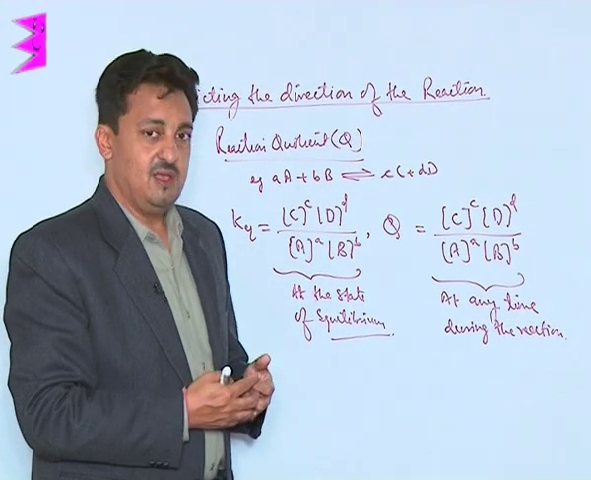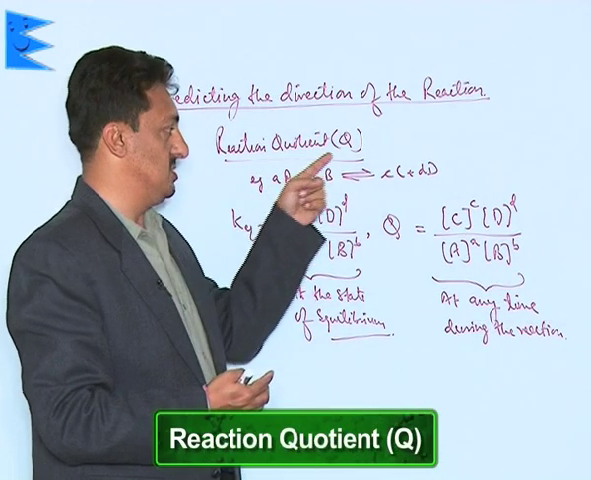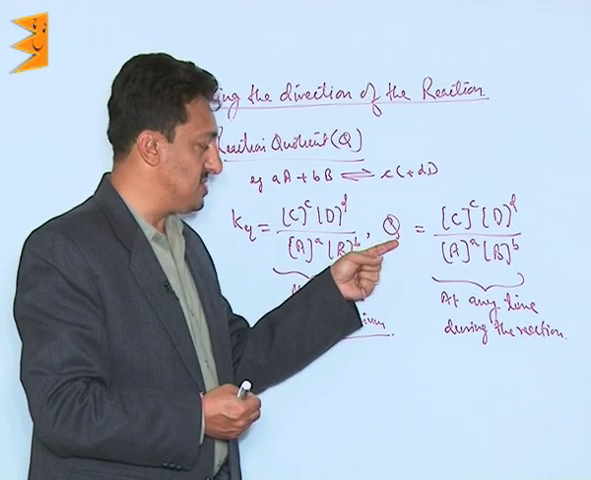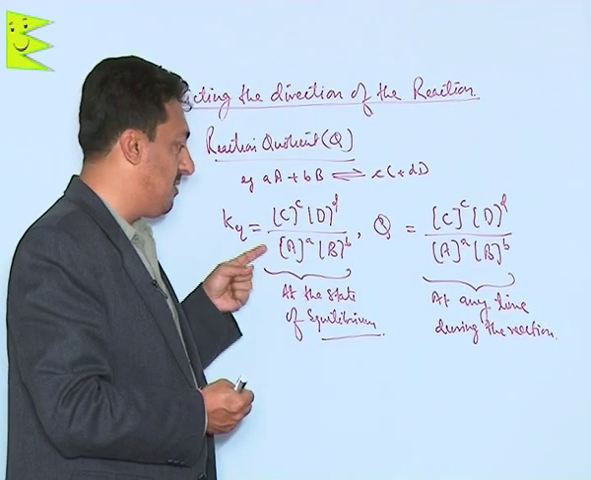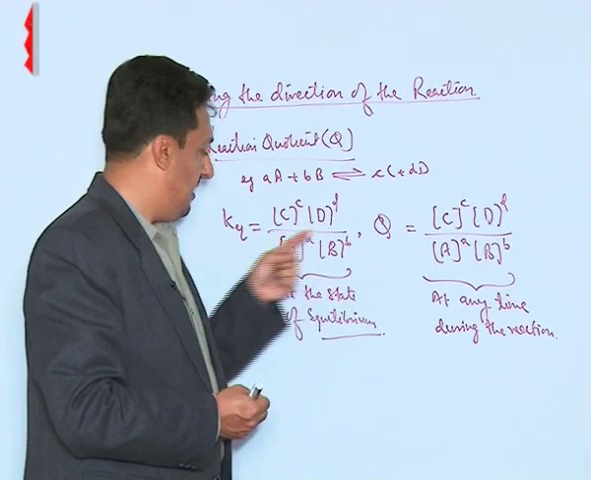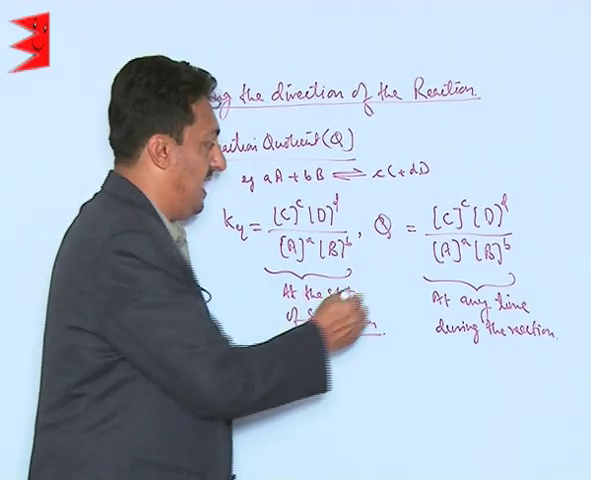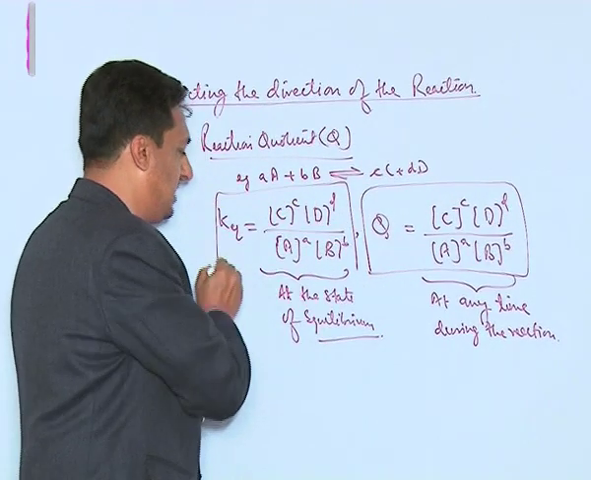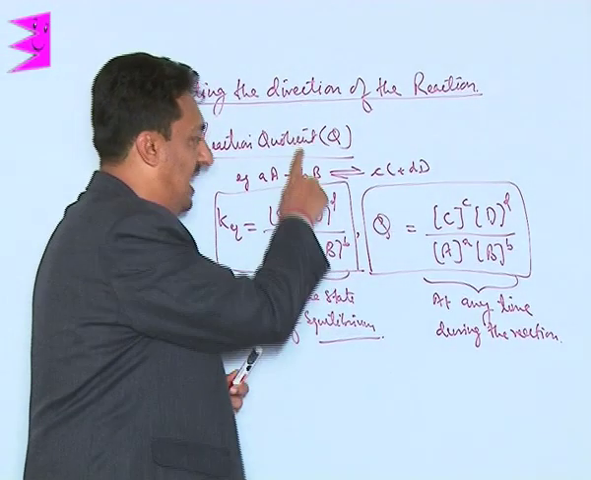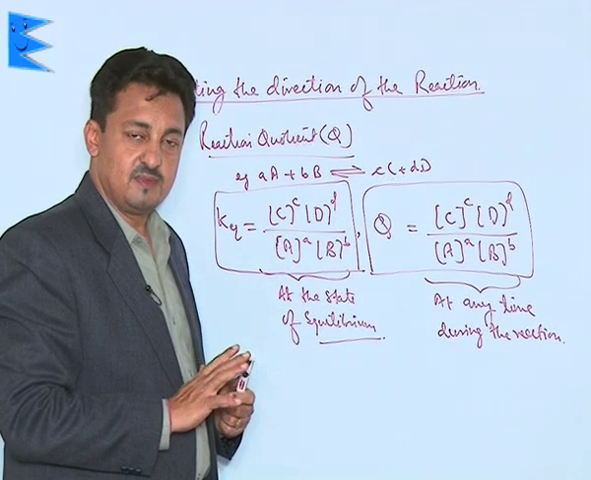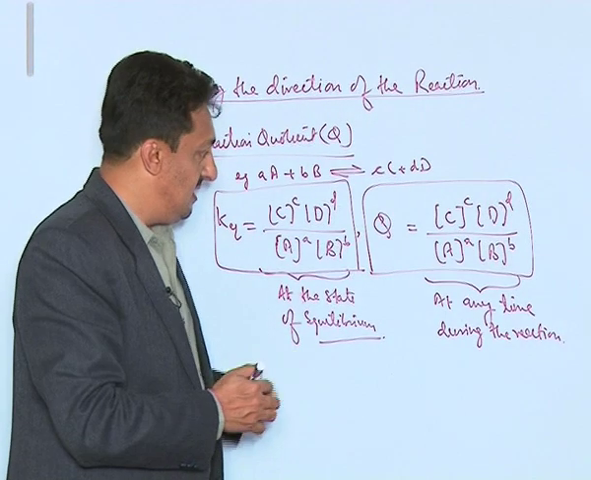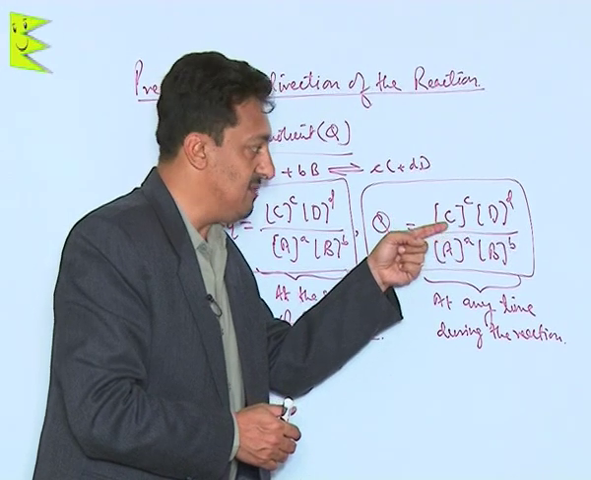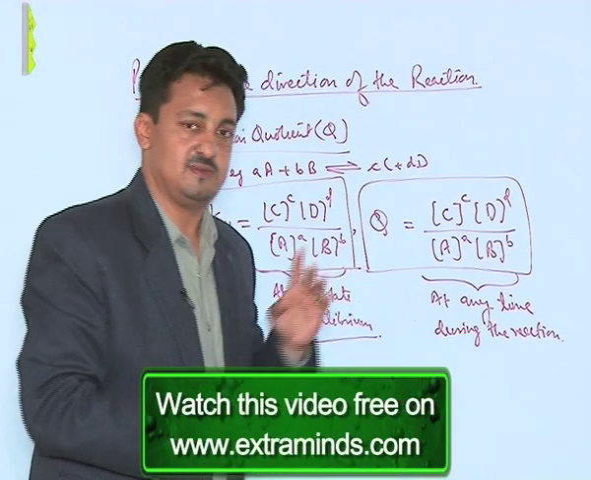We can know this by a term called the reaction quotient, the symbol is Q. This reaction quotient expression is exactly the same as the expression the equilibrium constant has. That is why I have written it adjacent to this one. The expression of the reaction quotient is very similar to the expression of the equilibrium constant for that particular reaction. The only difference is that whatever values of C, D, A, B we put in this are the values at any time during the reaction.